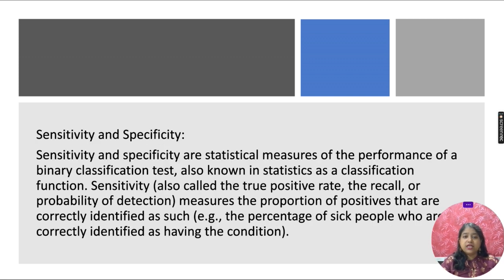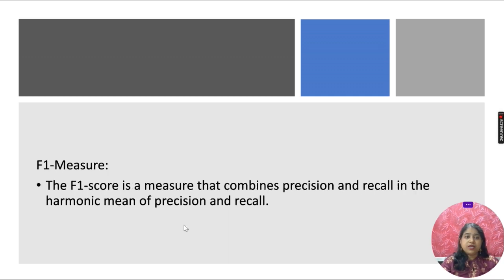Sensitivity and specificity are statistical measures of the performance of a binary classification test, also known in statistics as a classification function. Sensitivity, also called the true positive rate, the recall, or probability of detection, measures the proportion of positives that are correctly identified, such as the percentage of sick people who are correctly identified as having a particular condition. So that is the true positive.